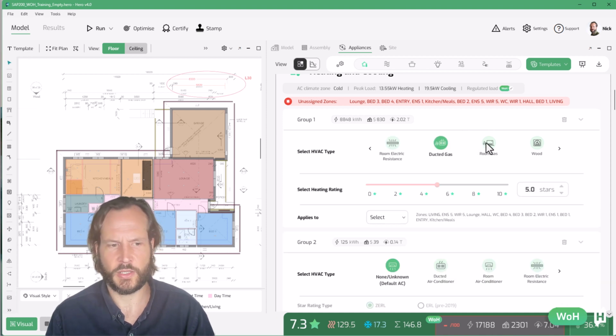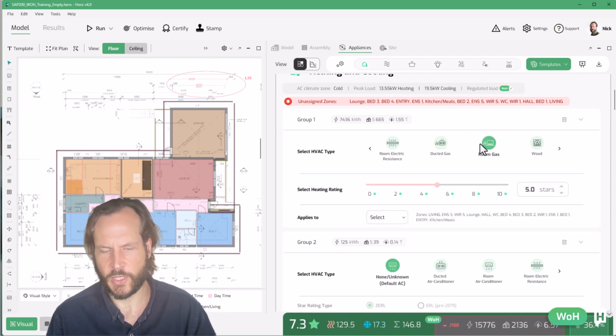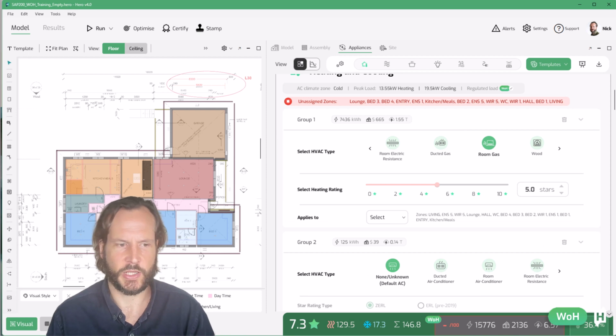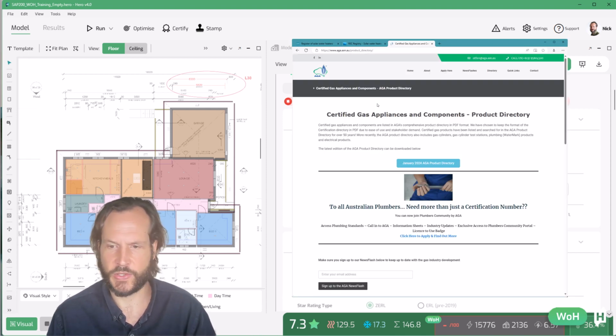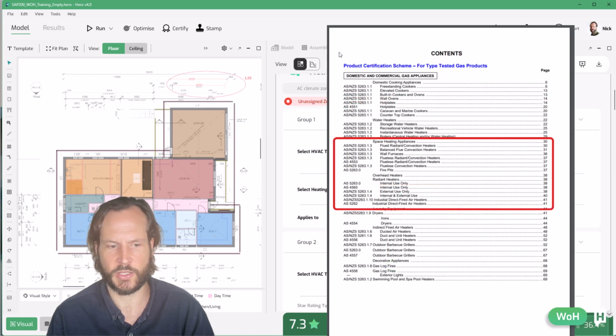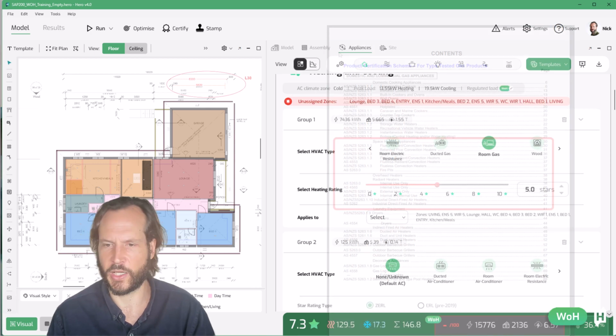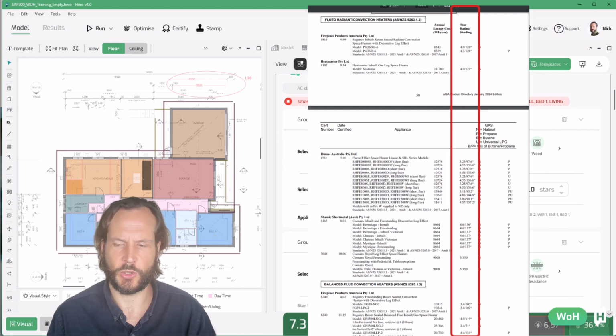You then have ducted and room gas systems. So ducted gas, usually an outdoor gas heater pushing hot air through the ductwork in your ceiling or floor void, and room gas being a wall-mounted or floor-mounted gas heater, usually just for a single zone. The gas heater appliances aren't rated on the energyrating.gov.au website, yet you can get their ratings on the Australian Gas Association AGA's directory, which we link to on our HVAC user manual page. And then you can look up this PDF and find the star ratings for your system there.